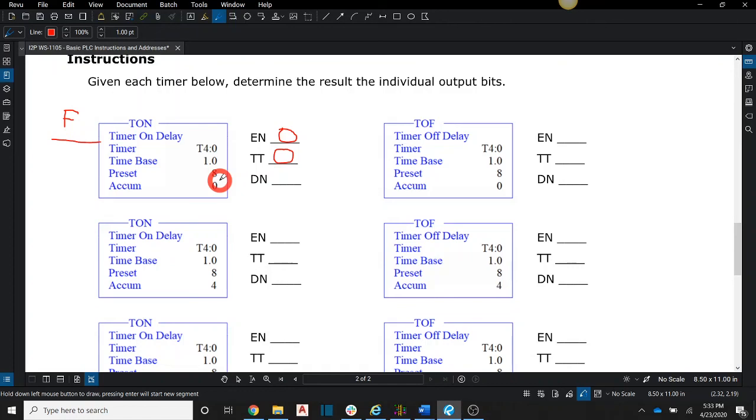But if I use a generic term like complete, complete for a time on delay and complete for a time off delay are defined the same. And complete is when your preset and your accumulated value equal each other. So if they equal each other, the timer is complete. If the timer is complete for a time on delay timer, that means that my done bit would be set. But in this case, my timer is not complete, because they don't equal each other. If it is not complete for a time on delay, that means my done bit will be 0.